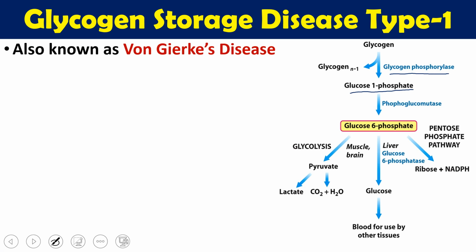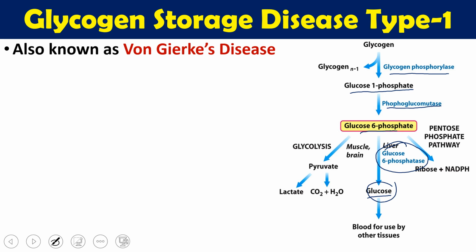This glucose 1 phosphate is converted to glucose 6 phosphate by phosphoglucomutase. Then this glucose 6 phosphate is going to be acted on by a hepatic enzyme called glucose 6 phosphatase. This enzyme removes the phosphate and glucose 6 phosphate is converted to glucose. So here we are going to get glucose, and this glucose will be utilized for different purposes in the body, especially for energy production and other purposes.